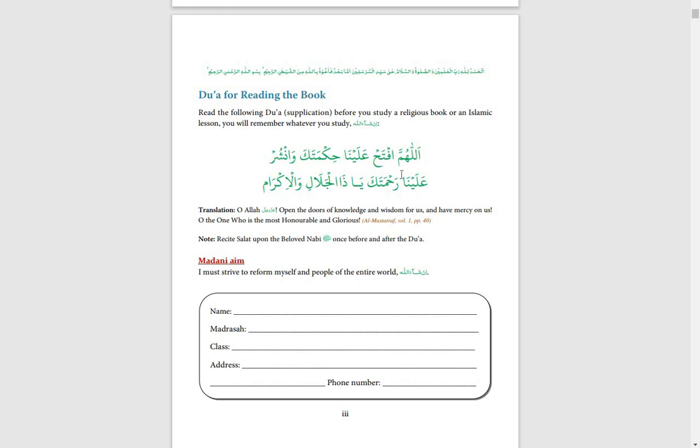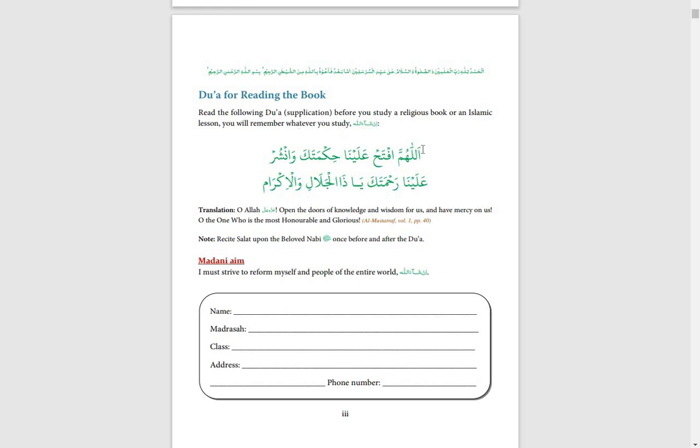a dua is mentioned here. Please recite this dua before starting any book. What is the importance of this dua? Please read the following dua. Before you study a religious book or an Islamic lesson, you will remember whatever you study, inshallah.